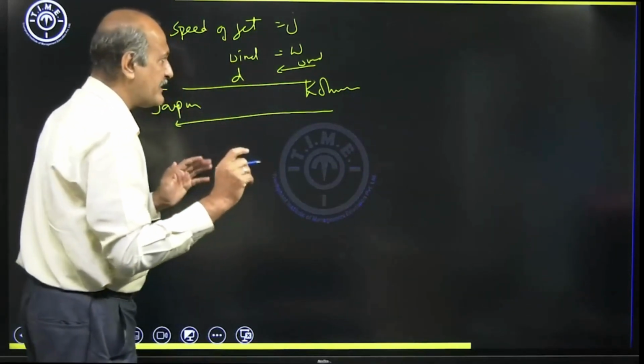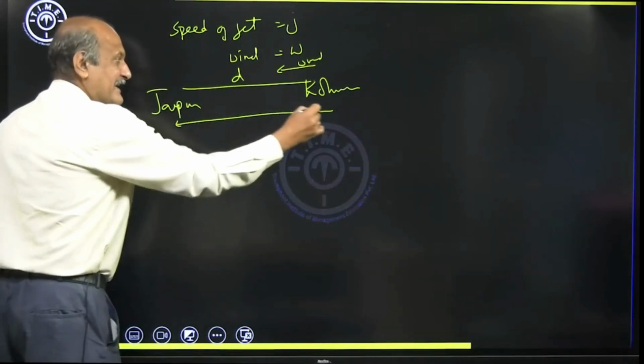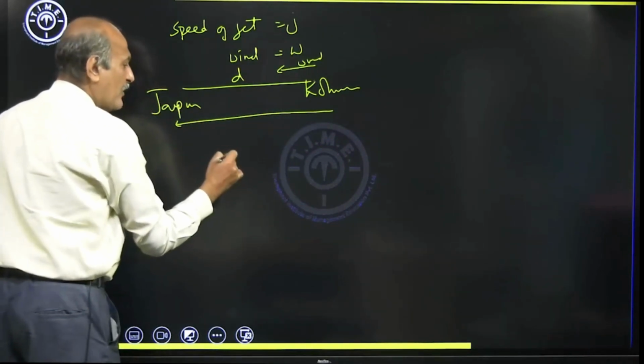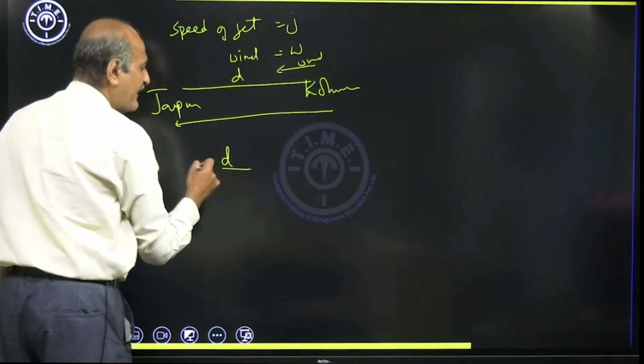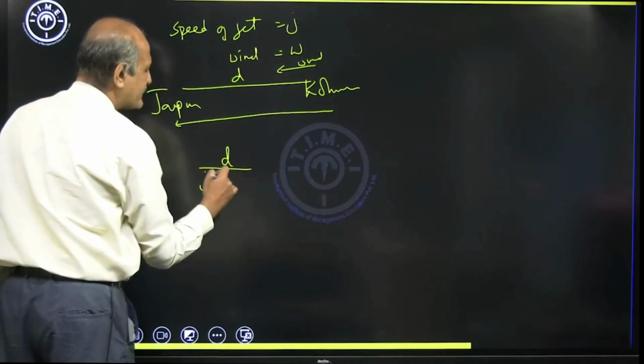So what can we tell here? The travel time traveling in this direction will be equal to D divided by J plus W.